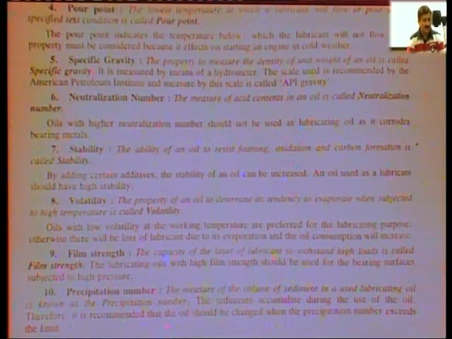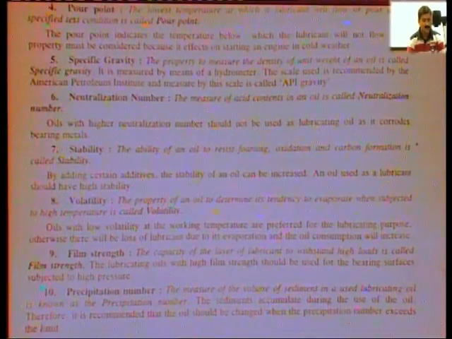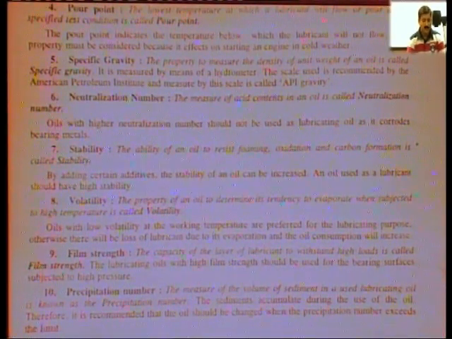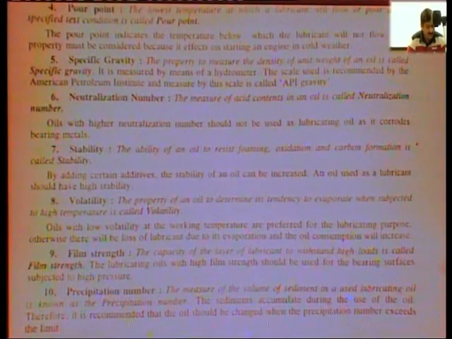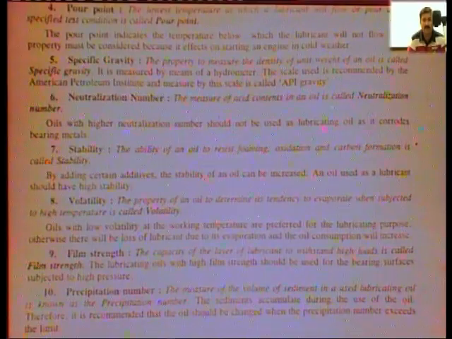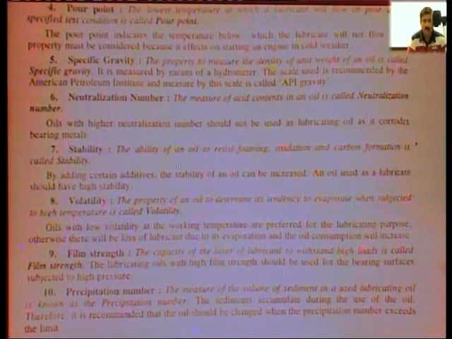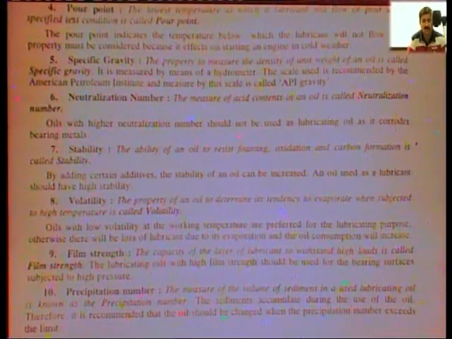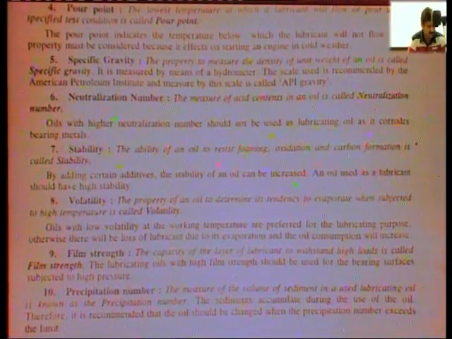Next property is the neutralization number, and it is the measure of acid content in an oil. Oils with a higher neutralization number should not be used as lubricating oil, as it will result in the corrosion or oxidation of the bearing metals or the moving parts.